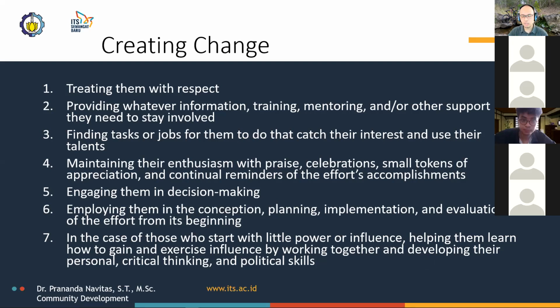Engage them in decision making, of course, employing them in the conception, planning, implementation, and evaluation of the effort from the very beginning. And in the case of those who start with little power or little influence, helping them learn how to gain and exercise influence by working together, and developing their personal critical thinking and even political skills.